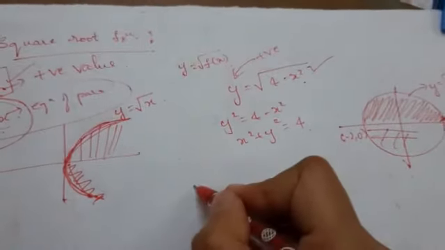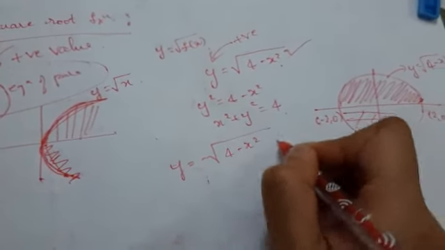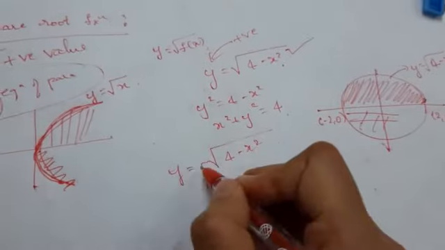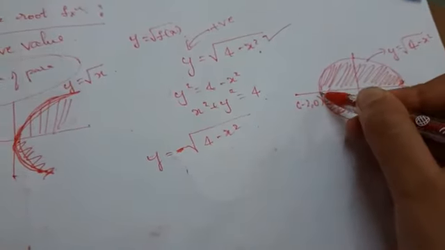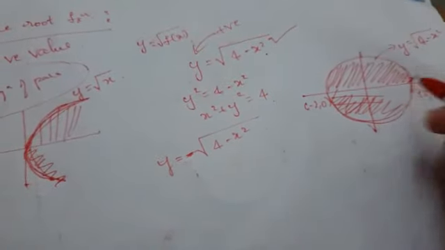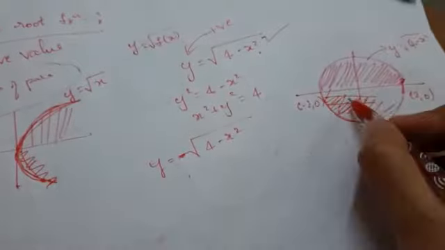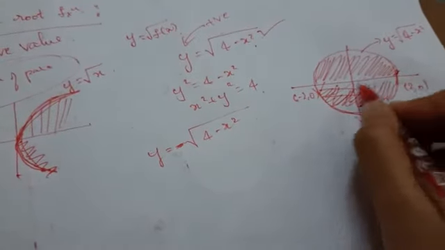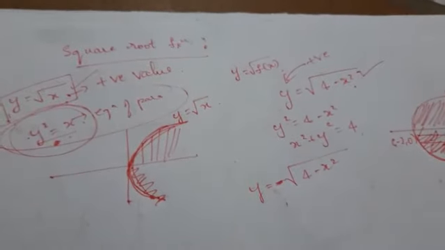Suppose they have given the curve y is equal to minus square root of 4 minus x square. At that time, what will the required region be? This will be the required region, because here we have only the negative values of y. The negative values of y means it is coming under this region. So this is how we are going to get an idea of the square root functions.